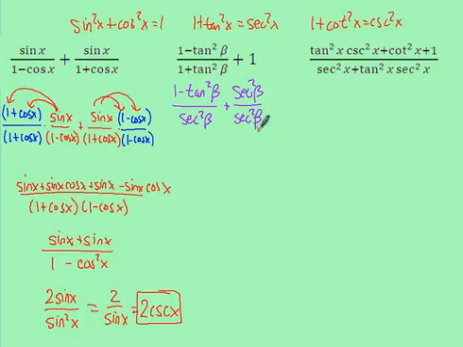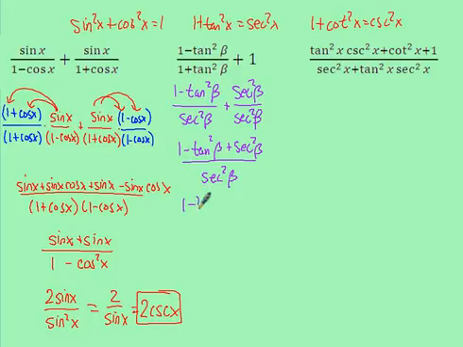Now I have common denominators, so I can rewrite this as 1 minus tangent squared beta plus secant squared beta all over secant squared beta. Just keep in mind, you can't cancel these out because of the addition there. Let's look up to our Pythagorean identities. Can I maybe write 1 plus secant squared? I can't do that because that would have to move over. What I could do is rewrite secant squared beta as 1 plus tangent squared beta.